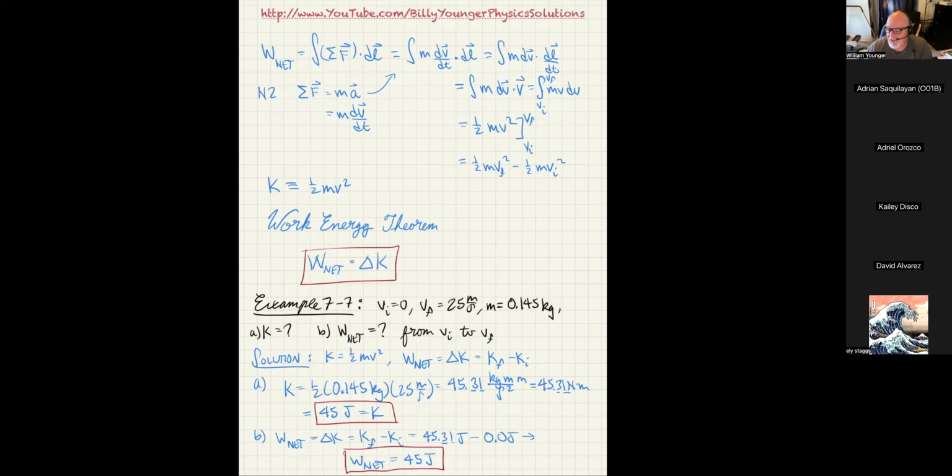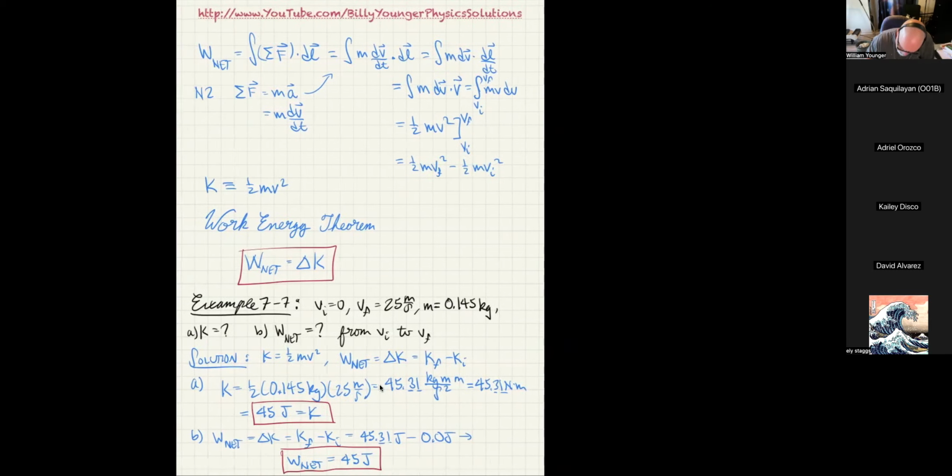So that's an application of basically the work energy theorem. It's a simpler case because they just said, what's the total work done in accelerating this baseball up to 25 meters per second? Easy enough. It's just changing kinetic energy. That's the definition of the work energy theorem. Let's look at example 7.8 now. No questions on 7.7? So here we go with example 7.8.